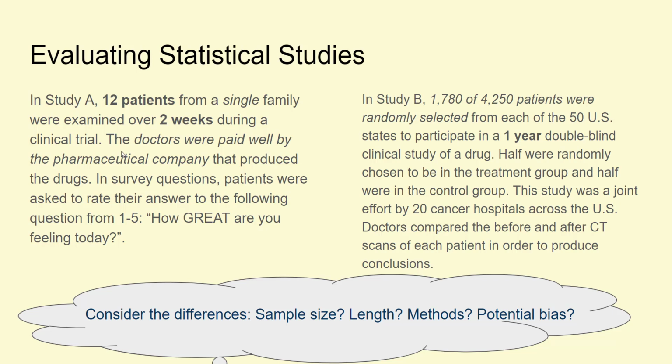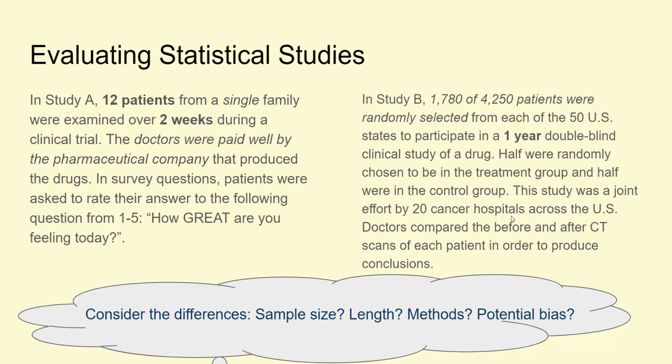Another sentence to point out. The doctors on the left were paid well by pharmaceutical companies that could have benefited from the results of the study, whereas on the right, the study was a joint effort by 20 different hospitals across the United States. The implications of this perhaps are benefiting patients, but not a particular company or business that would make us concerned.